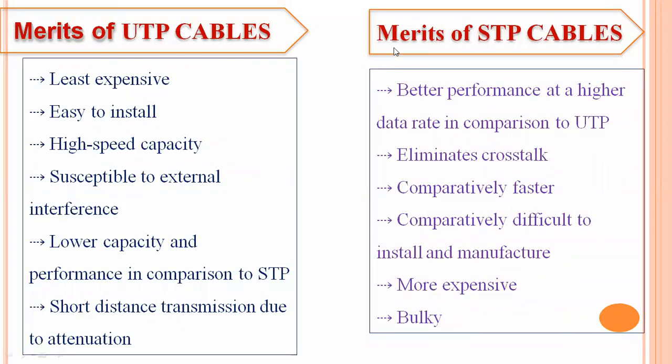So some merits of UTP cables are there. The unshielded twisted pair, because no metal shield is being used, is less expensive. It is easy to install. High speed capacity is there. It is susceptible to external interference, which means data could be lost in it. It has lower capacity and performance in comparison to shielded twisted pair cable. So it has lower performance, and only short distance transmission is used due to attenuation. That means some external noises can interfere with the data.